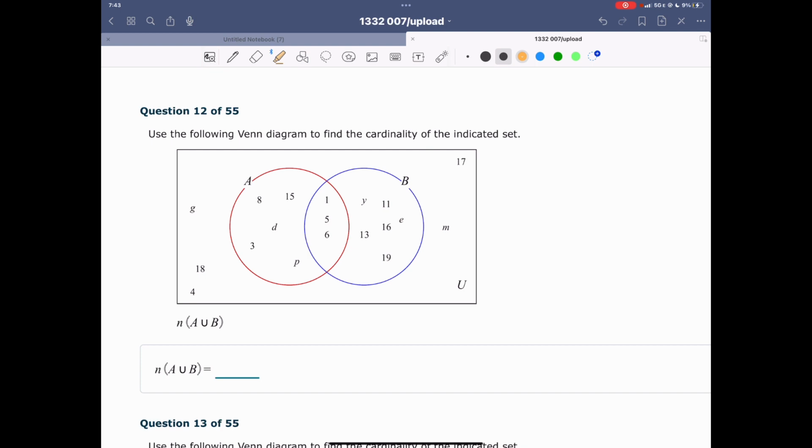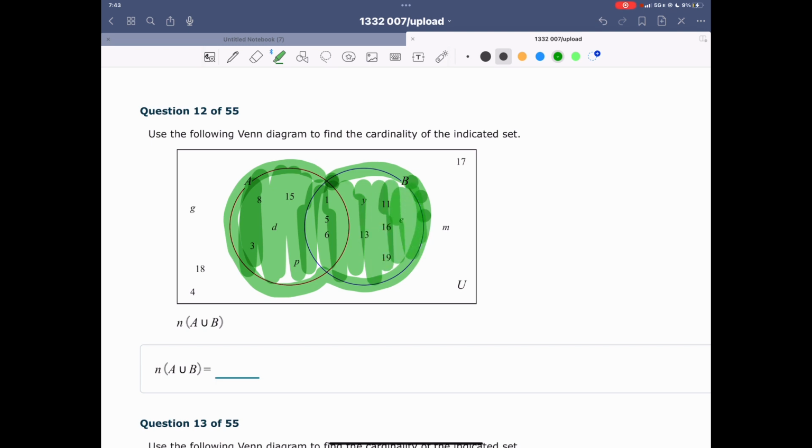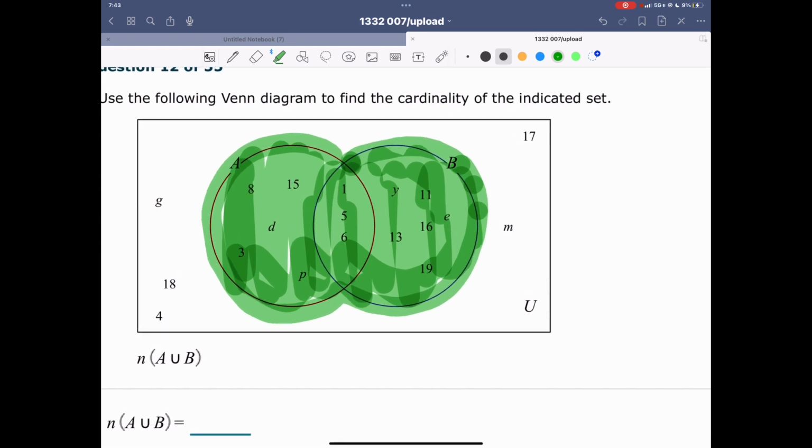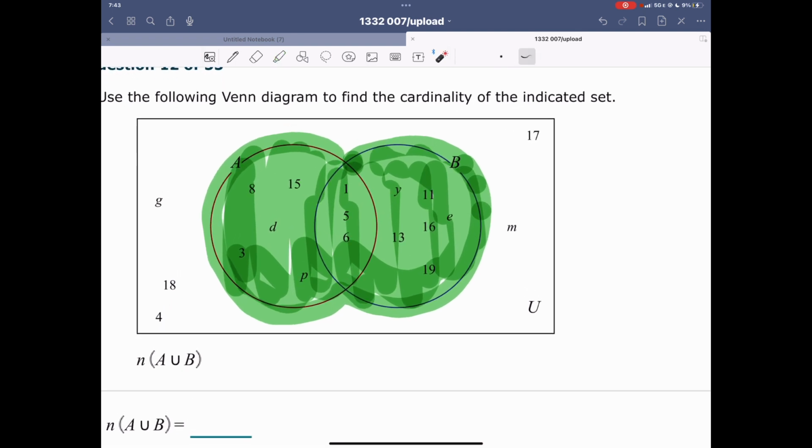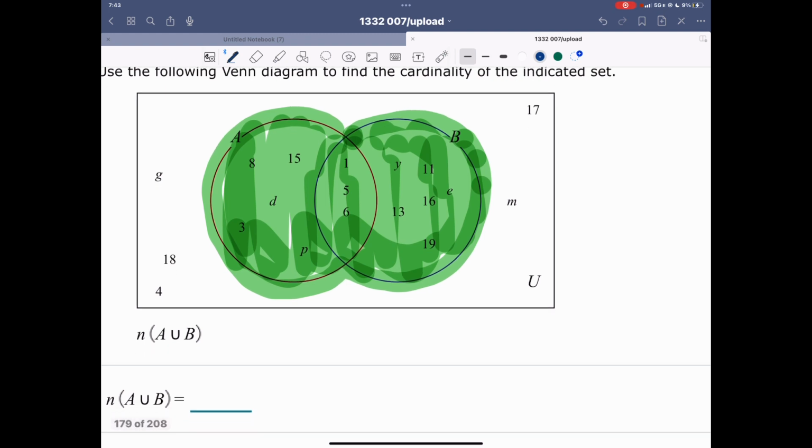Use the following Venn diagram to find the cardinality of the indicated set. It says the cardinality of A union B. So first we need to recognize that A union B is going to be only what's in the circles. And the cardinality means that we're just going to count them. So let's count them. 1, 2, 3, 4, 5, 6, 7, 8, 9, 10, 11, 12, 13, 14. So our cardinality for A union B is 14.